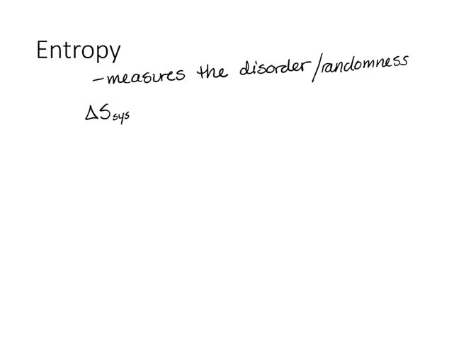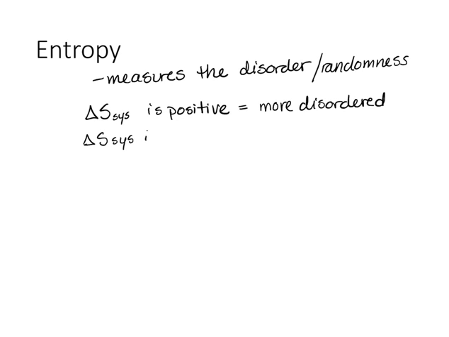Now, if the entropy of your system is positive, that means that your reaction becomes more disordered. And then if delta S of the system is negative, that means that the reaction becomes more ordered.